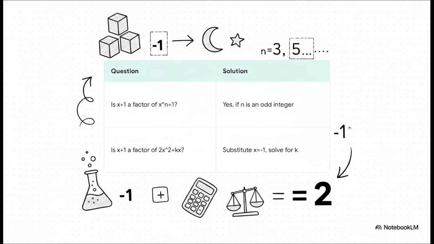Applying this to your specific NCERT and NSTSE problems, we just test the inputs. For instance, is x plus 1 a factor of x to the n plus 1? Well, only if we plug in -1 and the result is 0. And logically, that only happens if n is an odd integer. For that final question, we just substitute x equals -1 into the equation, set the whole thing equal to 0, and we can easily extract the constant k, which turns out to be 2.